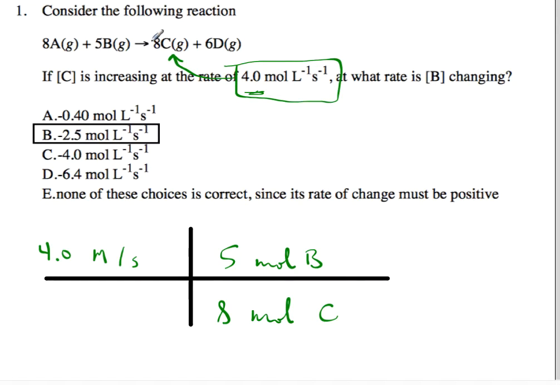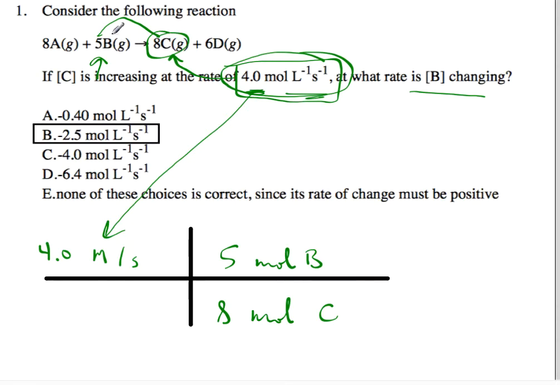They're telling me that C is being created at a concentration of 4 molarity per second. And they're asking me, how much B are you using in the same time period? So I'm going to use the ratio of 8 to 5 to figure out what's going on. I take my concentration of whichever one they're telling me about, in this case C. I'm going to drop it into the grid, 4.0 molarity per second. I'm going from 8C to 5B.